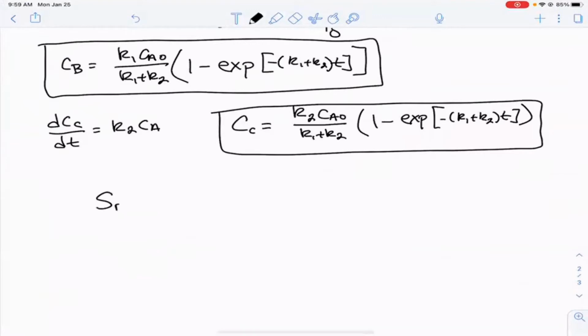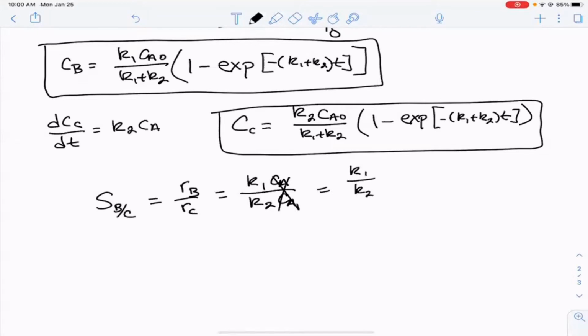Okay, so let's calculate the overall, or the instantaneous selectivity first. So the instantaneous selectivity for B versus C, since B was our desired product, right? That's just the rate of B over the rate of C. And that is K1 times CA over K2 times CA. Well, those CAs cancel, and you get that the selectivity of B versus C is simply K1 divided by K2.